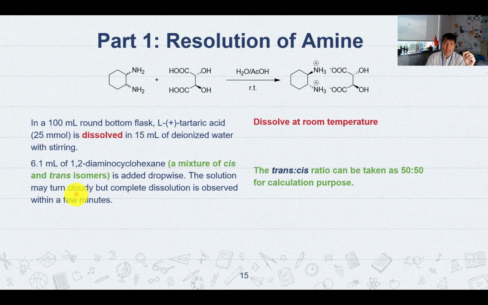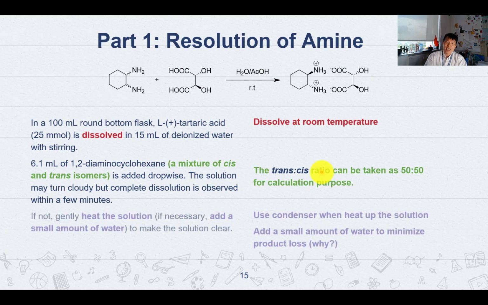It may turn cloudy. Why is that so? Why turn cloudy? Look at your solvent. Look at your compound. Why does it turn cloudy? Cloudy means you have a precipitate, which means it's not soluble, okay? But after a while, it can dissolve. So do ask yourself, why are these observations taken?